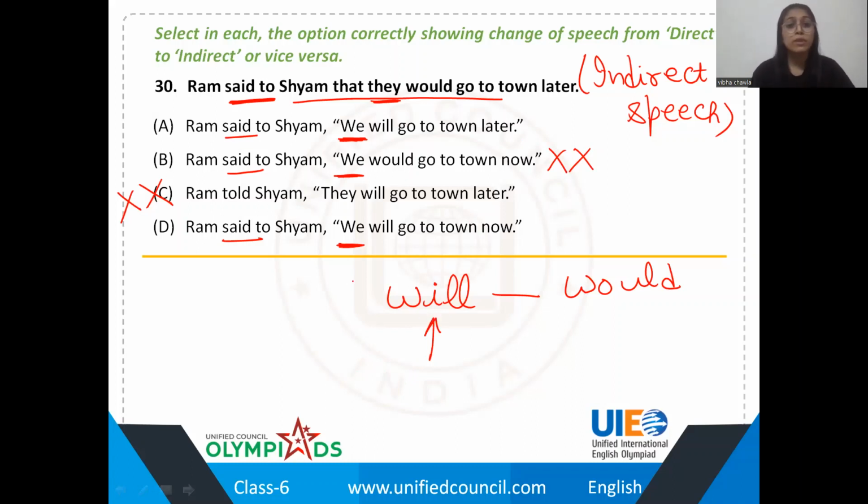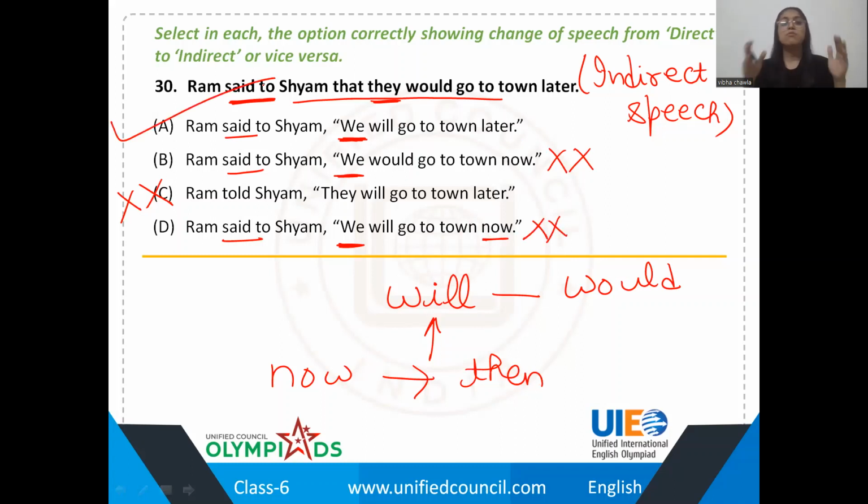They will go, sorry, we will go to town now. So now is not changed to later in indirect speech. In fact, it changes to then. Okay, so we will not go with this option. We will go with option A. Ram said to Sham, we will go to town later. Okay, this is the right direct speech.